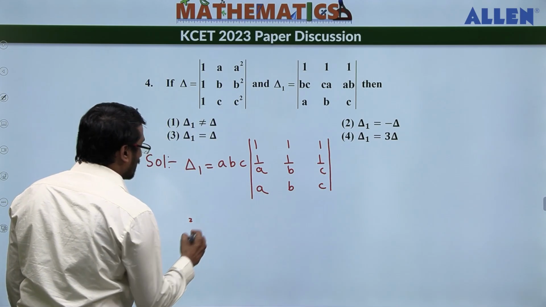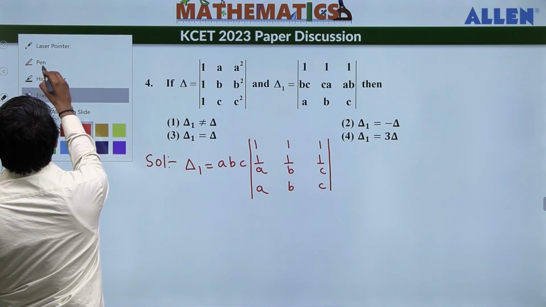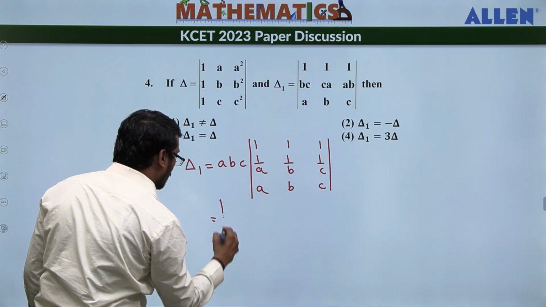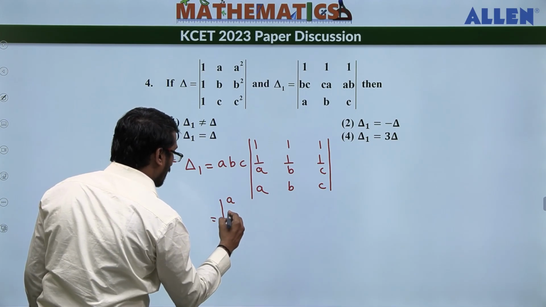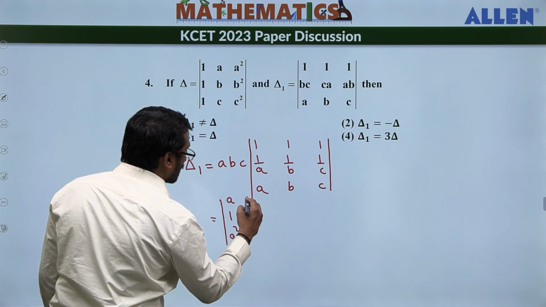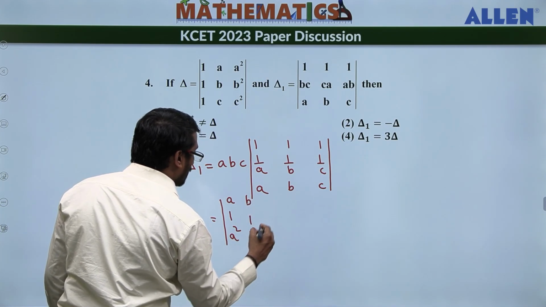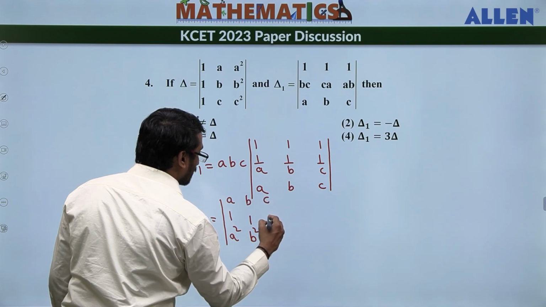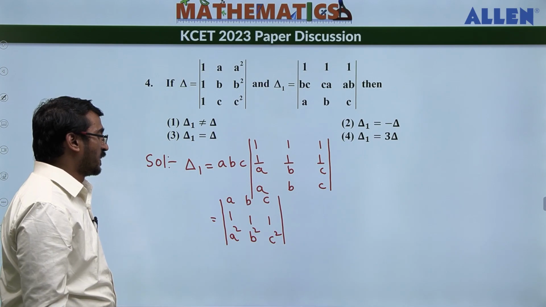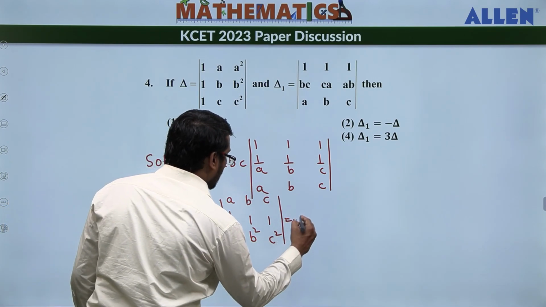Multiply A to the first column, 1, A square. Multiply B to the second column. Multiply C to the third column. Interchange first and second rows. Minus will generate.